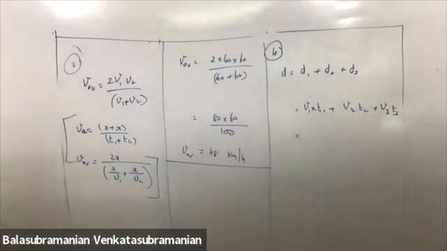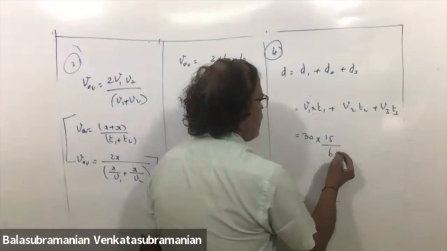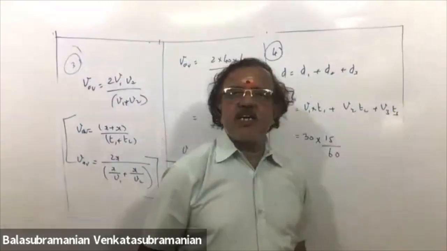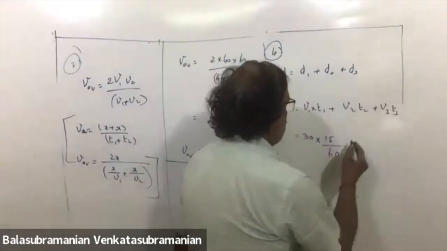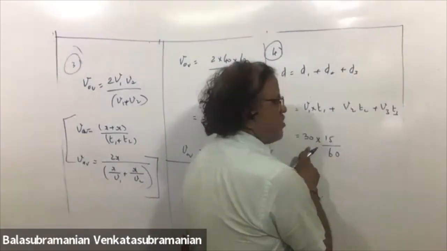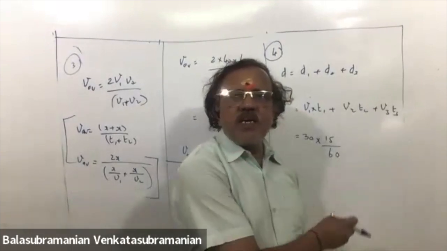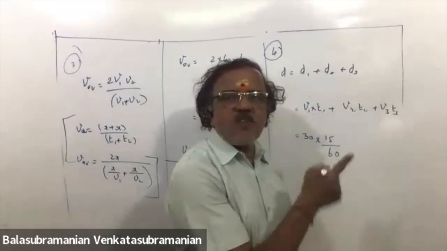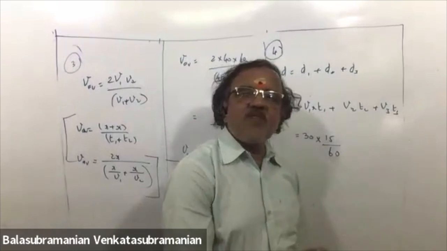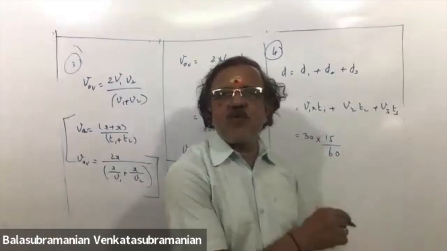velocity or speed is 30 kilometer per hour in first 15 minutes. 30 kilometer per hour, first 15 minutes, that we are converting into hours by dividing by 60. Because this speed is given in kilometer per hour, this time is also to be converted to hours. One unit in per hour, another unit in minutes, you cannot do it. Either convert the first one in terms of minutes or convert the second one in terms of hours. We are converting the second one in terms of hours.